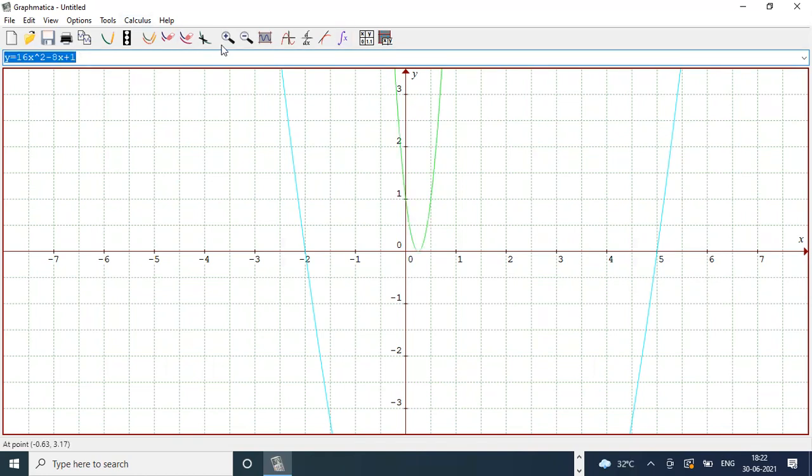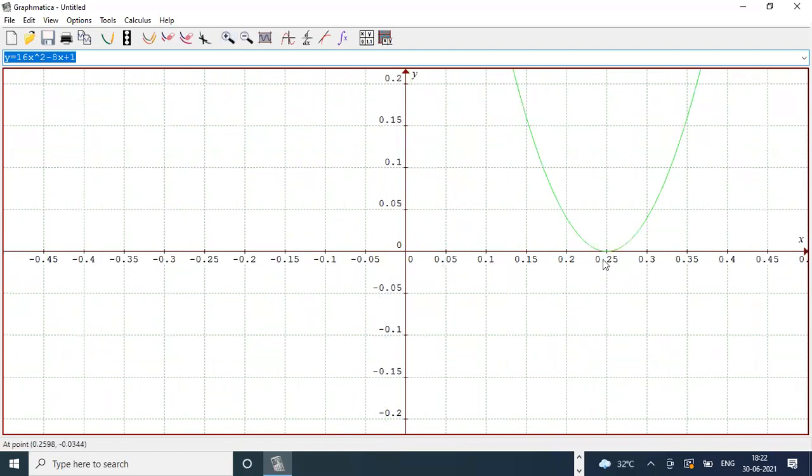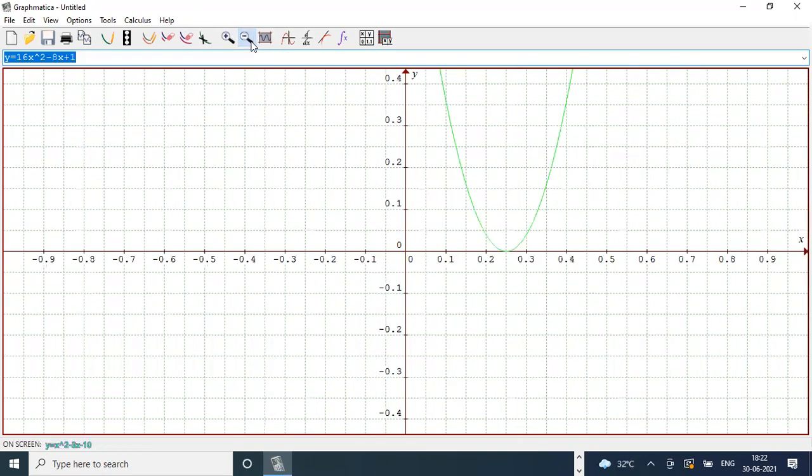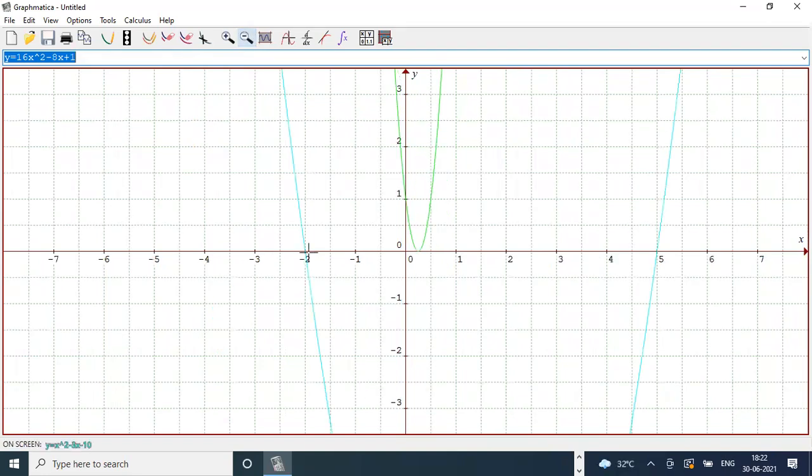See here, if I am looking into this graph, what is happening? This graph is touching the x-axis. The previous graph is intersecting the x-axis, intersecting at 2 points. That's the reason it has two different solutions.